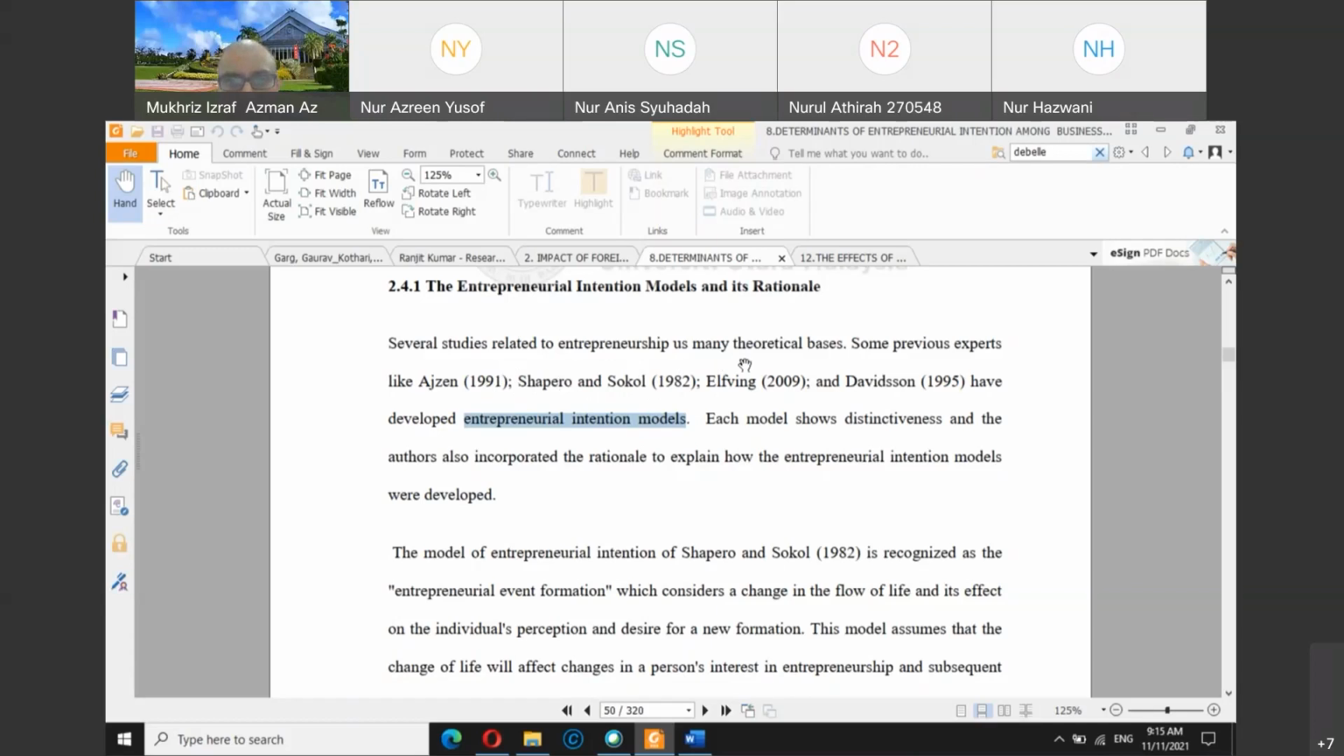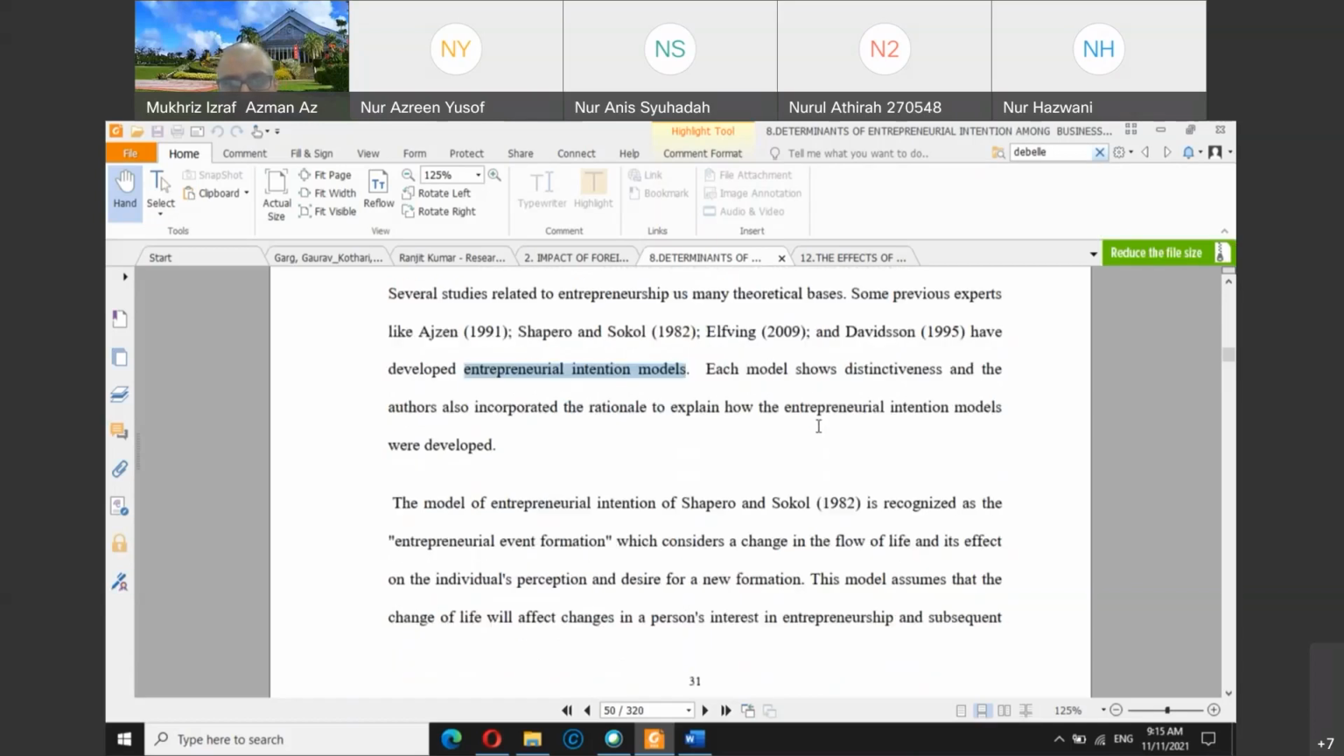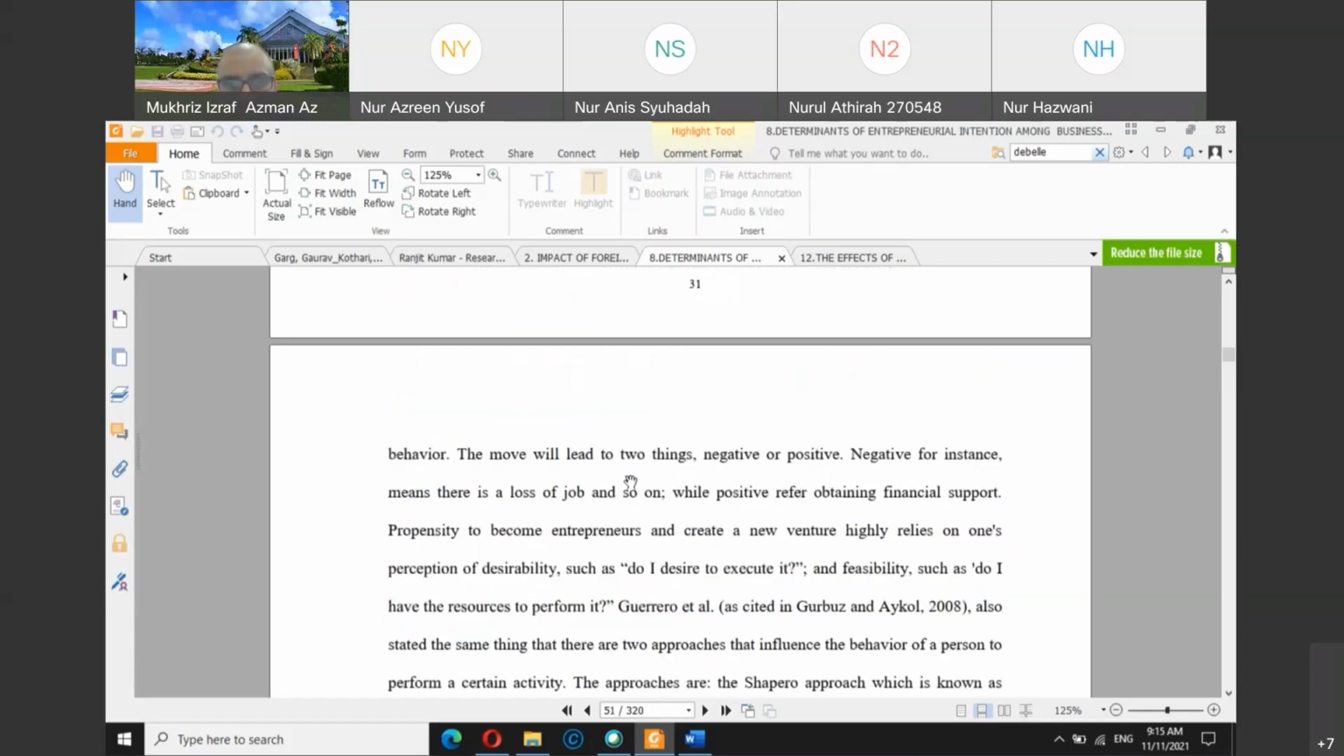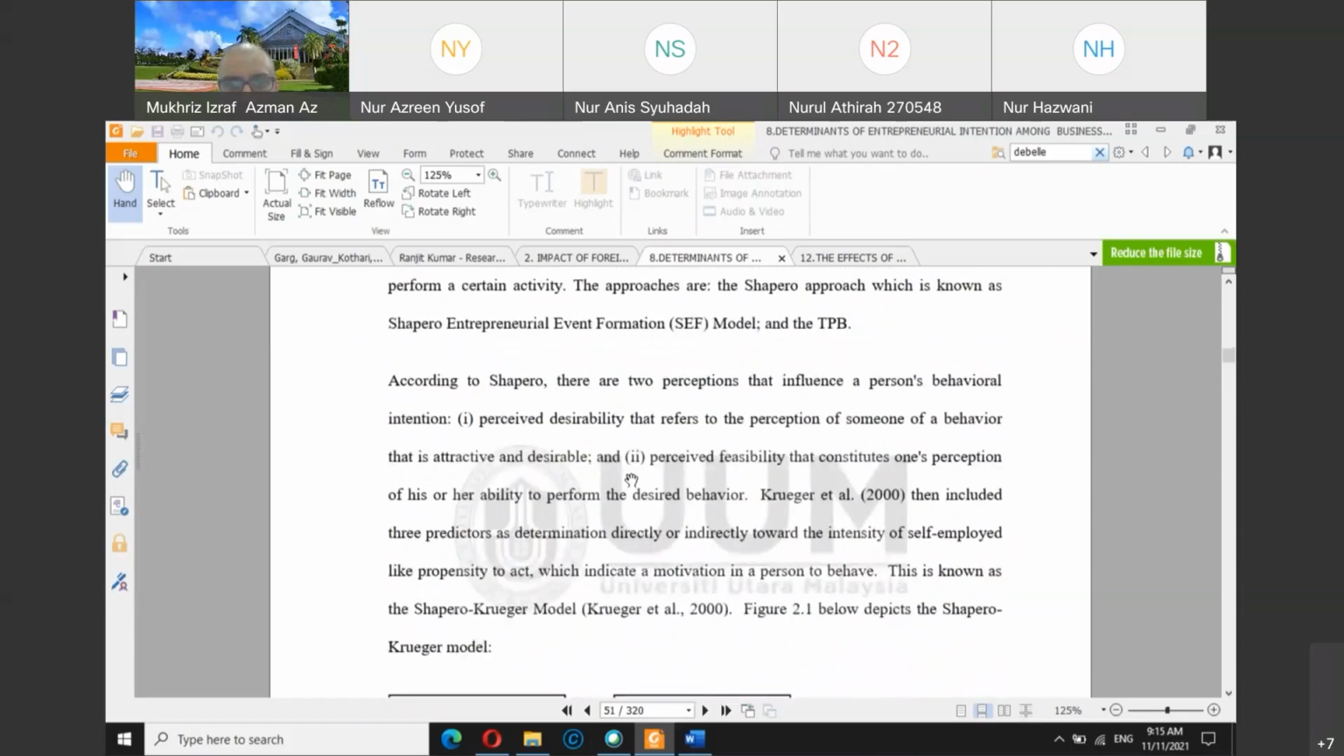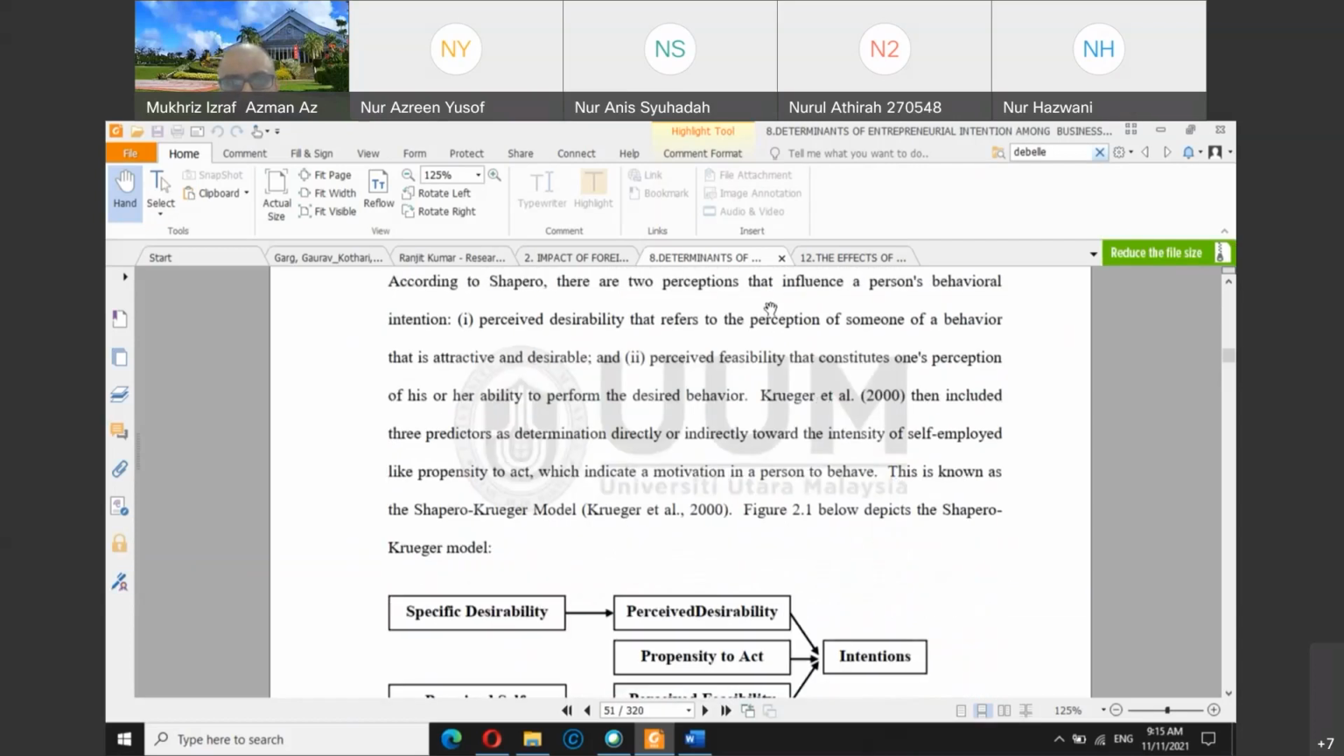If you are citing a paper or more than one paper inside the text, you put it like this. But another common way of citing a paper is that the name of the authors will appear at the end of the sentence. Okay, for example, this one. This is known as the Shapiro-Kruger model. And then bracket, the author's name, full stop. So this sentence is referring to this author, Kruger. But the name Kruger is at the end of the sentence.